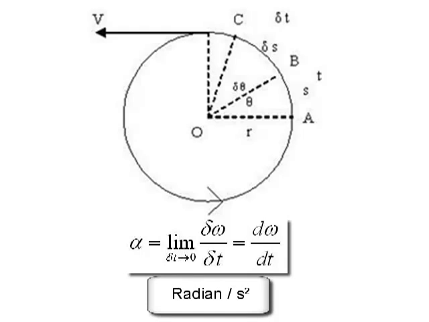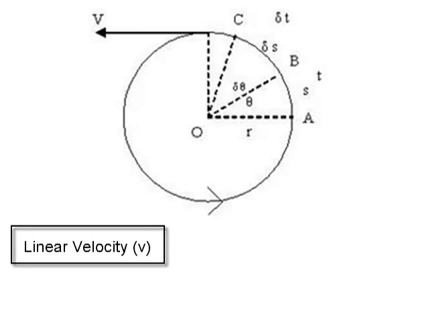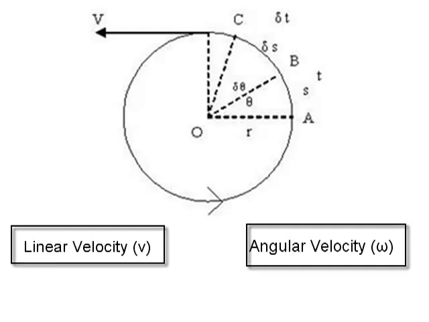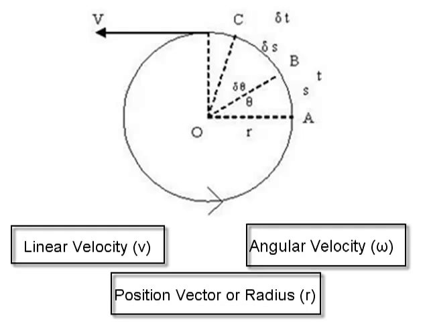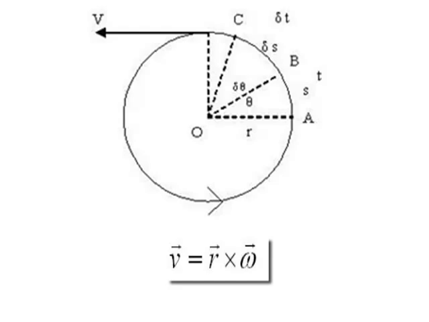Then different linear quantities are related to the quantities in circular motion like this. There is a relation between linear velocity v, angular velocity omega, and position vector r or radius r. It is given as v is equal to r omega. Vectorially, it is the cross product of omega and r.